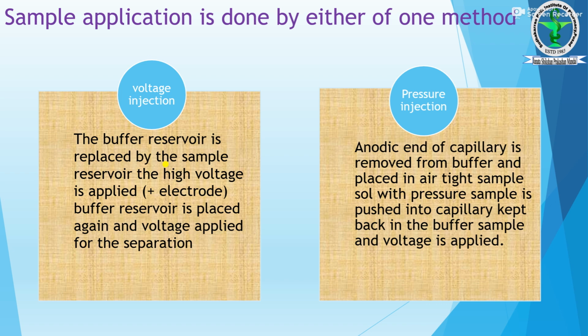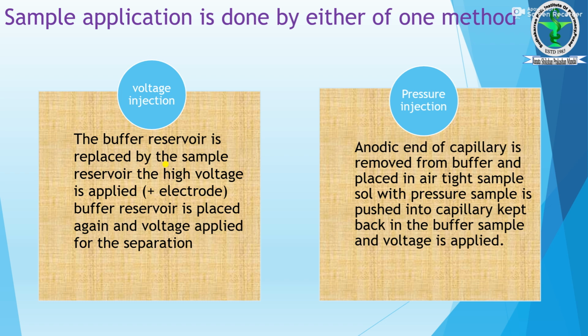Voltage injection means the buffer reservoir is replaced by the sample reservoir. We remove the buffer reservoir and in the same place we put the sample reservoir, and the high voltage is applied. After that, the positive electrode buffer reservoir, meaning the anode buffer reservoir, is placed again, and voltage is applied for the separation.